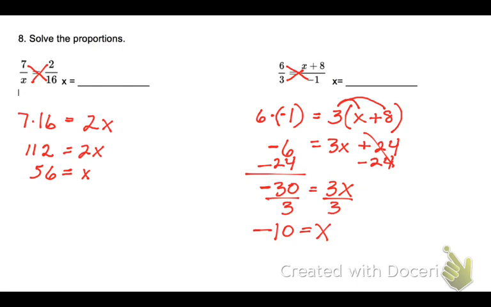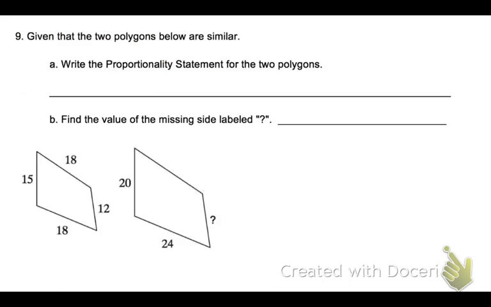So the most consistent mistake was this negative. A lot of you guys lost that when you were doing the algebra, and it needed to stay negative. So hopefully you can fix that error for the test.